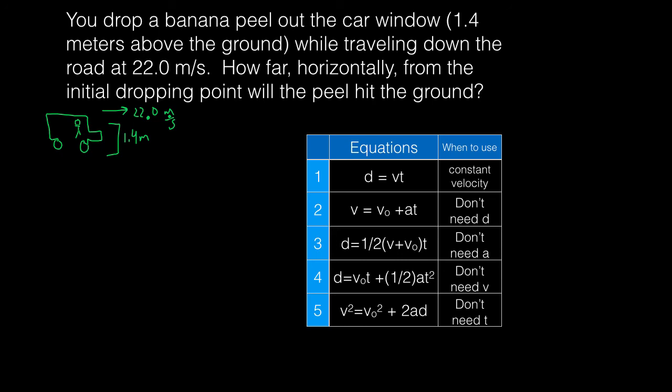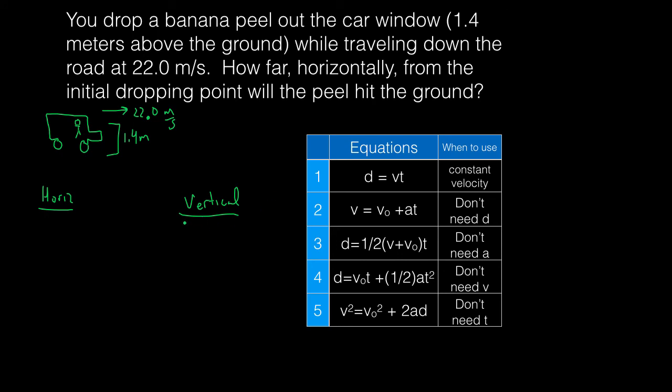All right, and we're going to set this problem up just like we did with the last problem, breaking the components of this banana peel's motion into its two dimensions. So we know there's a horizontal component, and there's going to be a vertical component. And now let's list all the variables that we know.